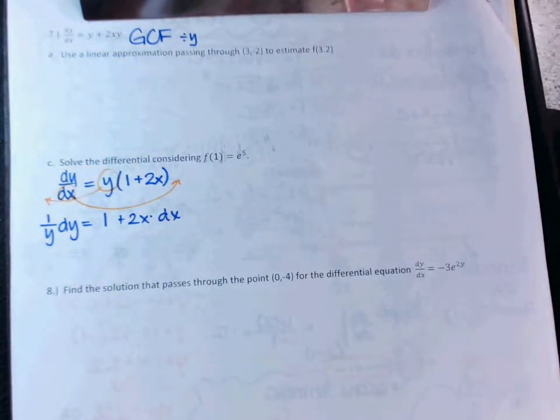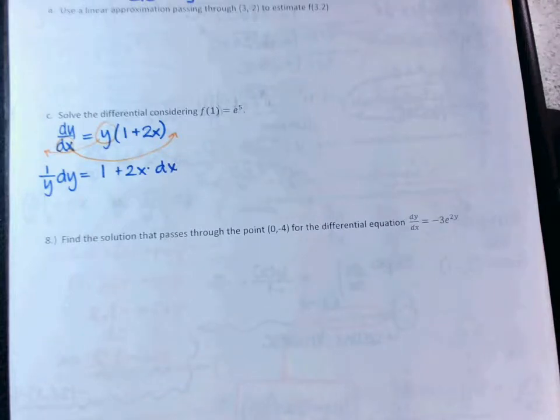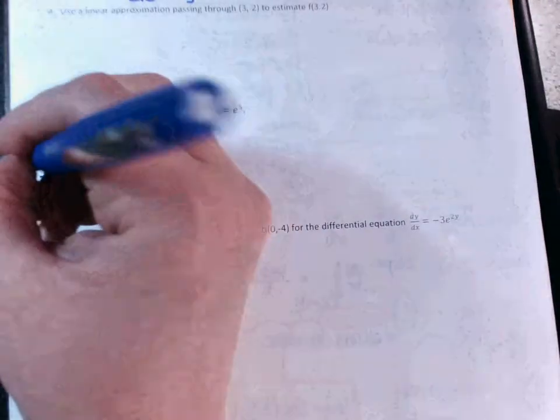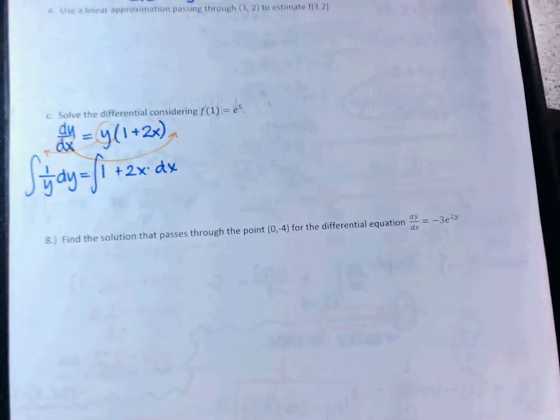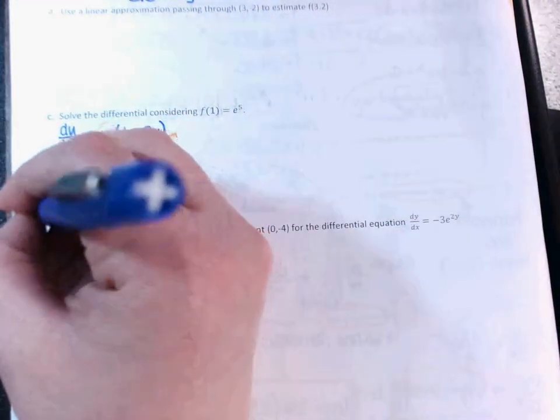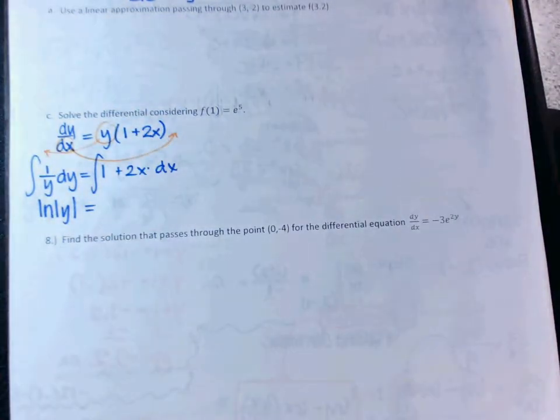After I separate, what's my next step? What do I do after that? Integral, very good. What's the integral of 1 over y? Natural log, absolute value y. And then on the other side, I have 1 plus 2x. What's the antiderivative of 1 plus 2x?